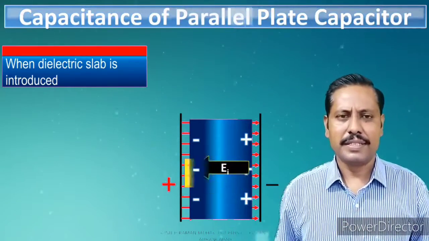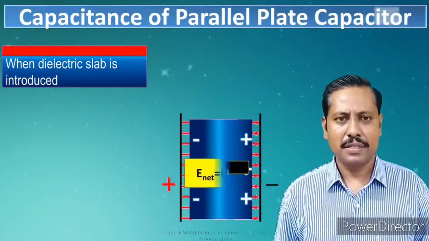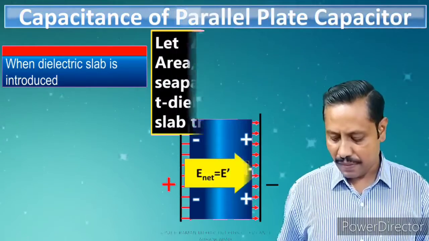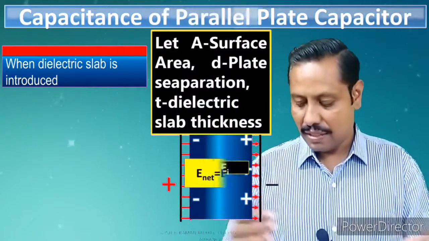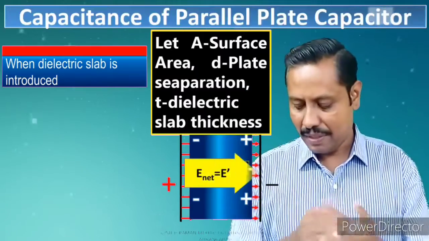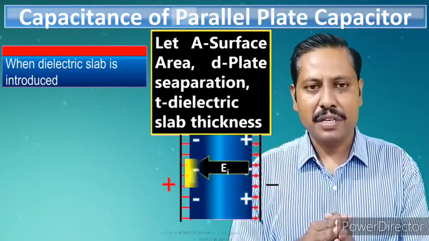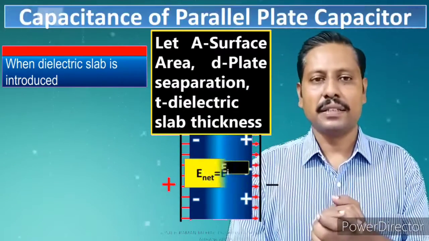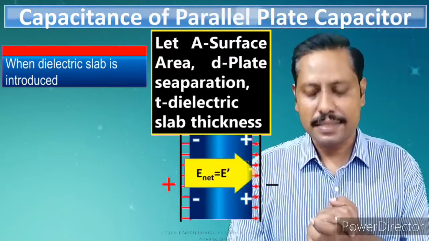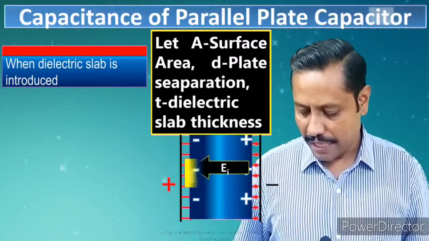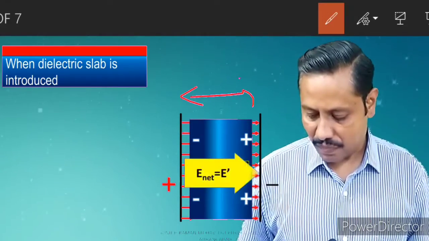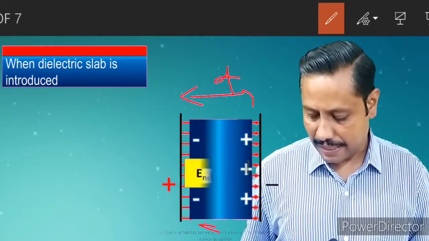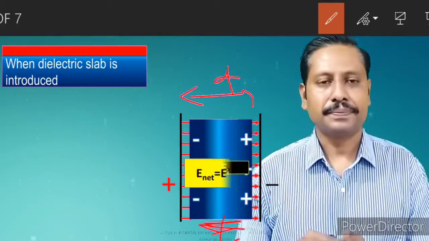Now again, same definition we can use for capacitance, and simply we can put the values here. Further, let us say that for our convenience, the surface area is, suppose, capital A, D is the plate separation, and T is the thickness of that dielectric slab. Okay, so that first of all you have to make sure. Here let us say it is D, this entire gap, and this thickness is T.